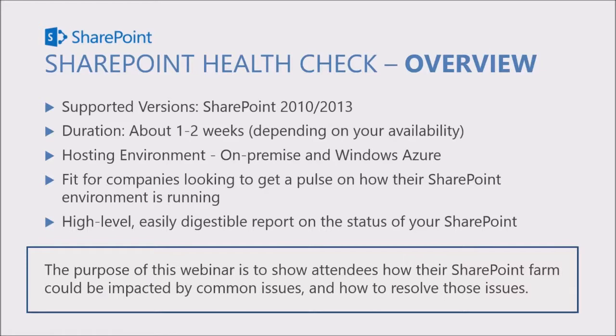The typical SharePoint Health Check takes anywhere from 1 to 2 weeks. This is for hosted versions of SharePoint, either running on-premises or in Windows Azure. This is a really good way for companies to see how well their SharePoint farm is performing and if there's any issues that can be resolved. Once the SharePoint Health Check is complete, we provide a high-level report as well as a detailed recommendation of how to fix issues within your SharePoint environment.